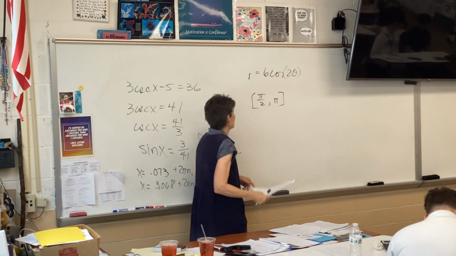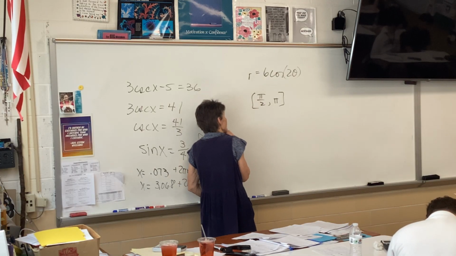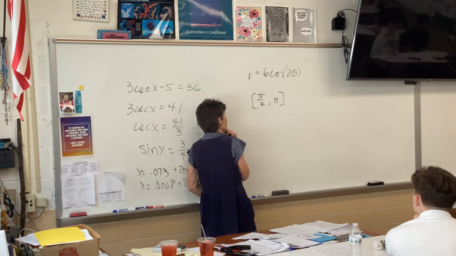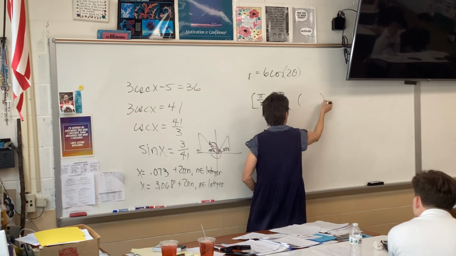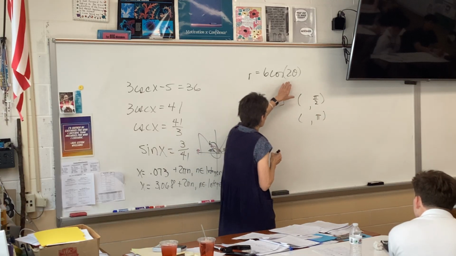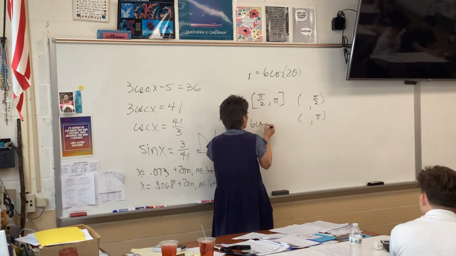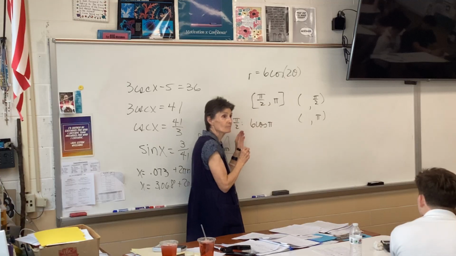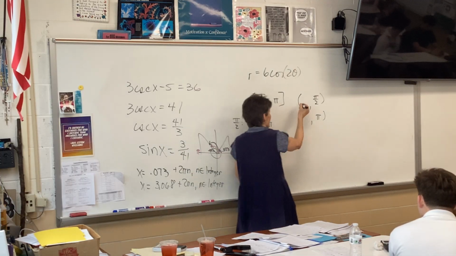And what's the other remaining piece? Well, what I like to do, Chloe, is go ahead and evaluate the function at those 2 points. So I'm going to find the ordered pairs that go with pi over 2 and pi. So I'm going to plug in pi over 2. Plug that in. So I get 6 cosine pi. Cosine pi is -1. So this is going to be -6.